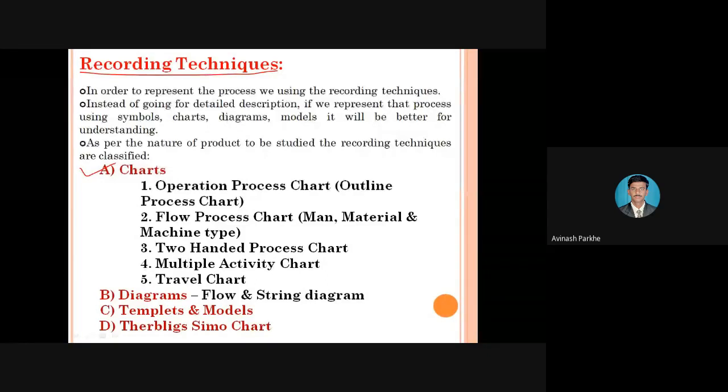Then if any worker is doing a number of activities simultaneously, those activities are also represented by this particular chart. Then the travel chart represents the movement of the worker from one station to another station, how much distance is traveled by that particular worker or operator. Similarly, how much distance is traveled by the material from one station to another, from second to third, like that. All these movements can be recorded by using these charts.